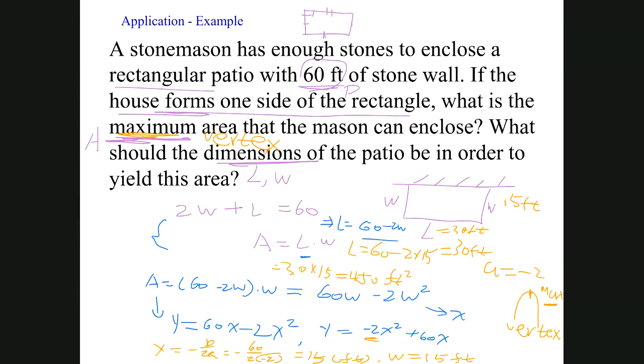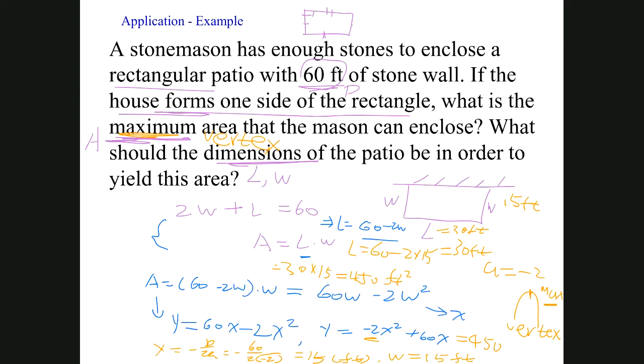Or you can plug x equal to 15 back into this equation to find the y. You will get the same answer. You will get 450 for the y. If you plug x equal to 15 in here and do the calculation, you can still get 450. But since I already have this application here, I have to find the L and the W, so I'm just going to use L times W, which will be easier.